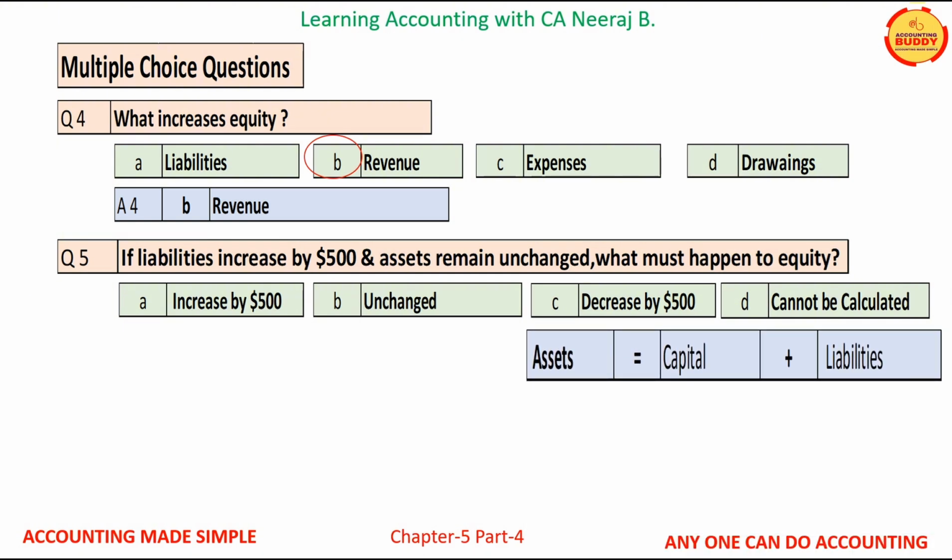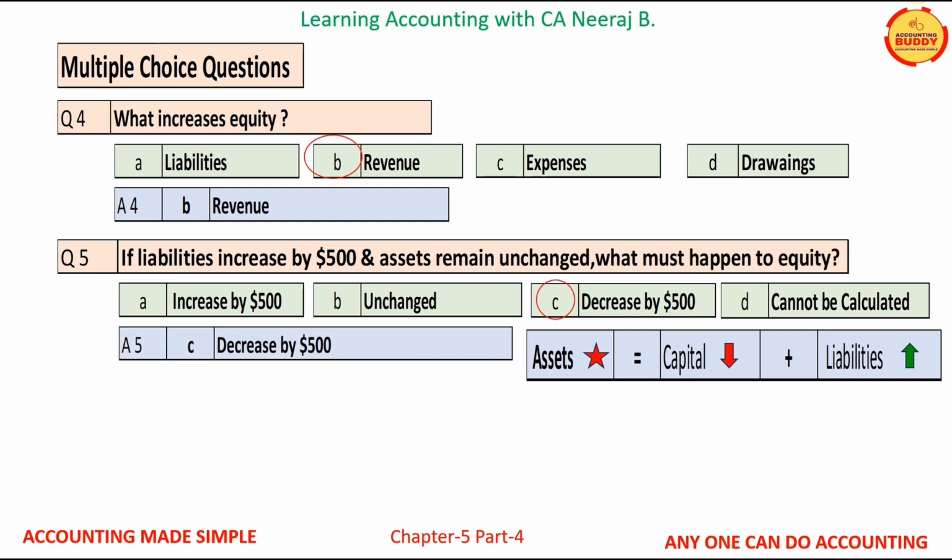We know that assets are always equal to capital plus liabilities. Now in this example, liabilities have increased by $500 whereas the assets remain unchanged. Therefore, the capital or the equity must be reduced by $500 in order to ensure that the right hand side of the equation is equal to the left hand side of the accounting equation. Therefore, the correct answer is option C. It will decrease by $500.